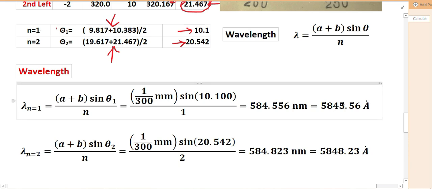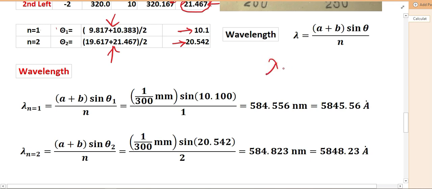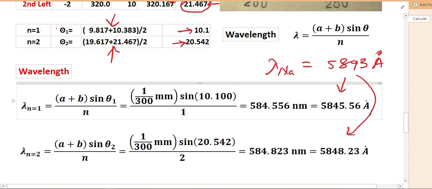So how much is the error here? If you remember, the wavelength lambda for the sodium light is 5893 angstrom, and in this case we have got a little bit different. So from here you can calculate the percentage error that you get for the measurement of wavelength. Okay, so that's one side result of our experiment.